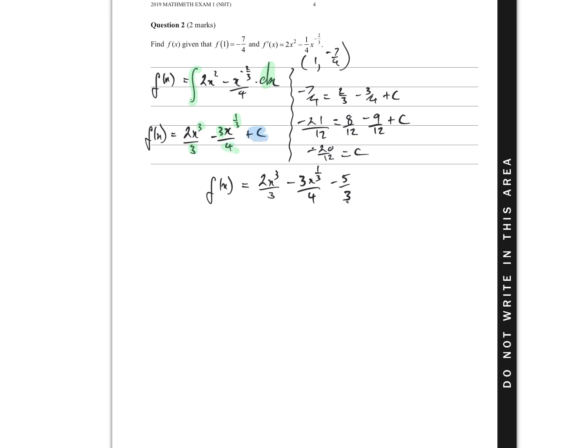A lot of us forget the plus c, and hence we don't go on and get the rest of the problem. Substitute your point in. So at x equal to 1, y equals -7 on 4. There's my -7 on 4. Just pop 1 into everything. Get common fraction, so 12. So I like to get that as soon as I can. So -21 on 12, 8 on 12, and 9 on 12. Group everything together, we get c is -20 on 12. Divide both of those by 4, we get a -5 on 3.